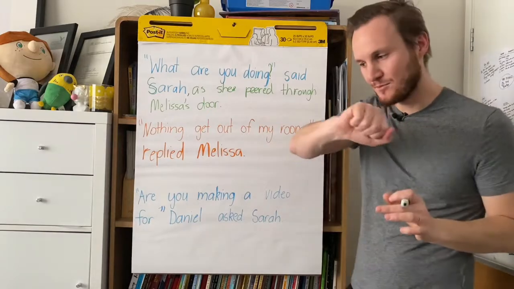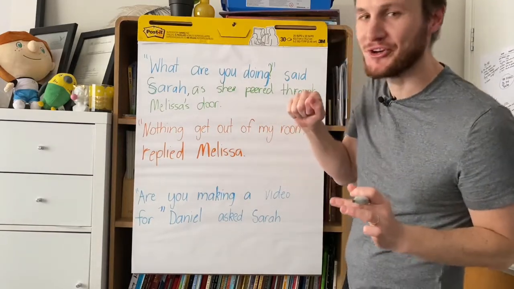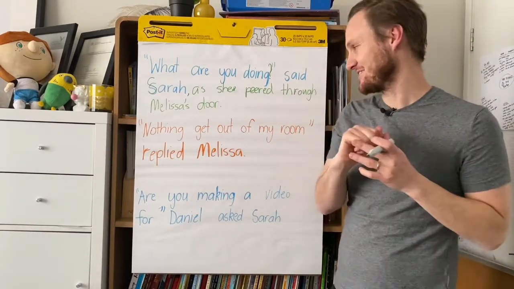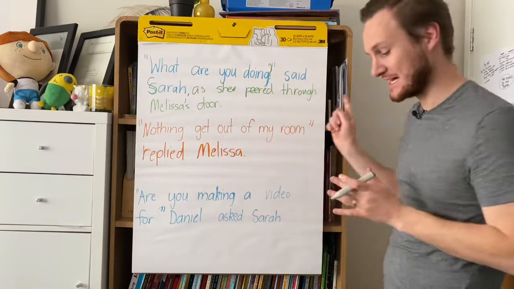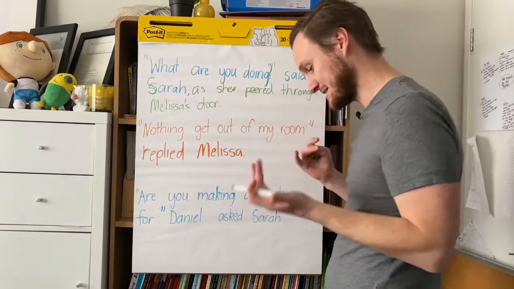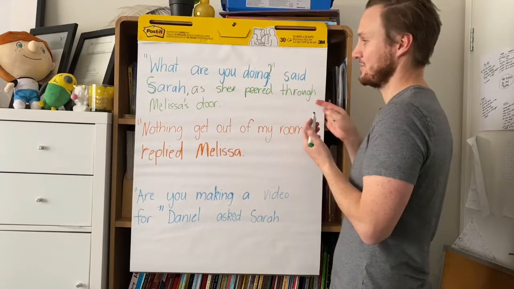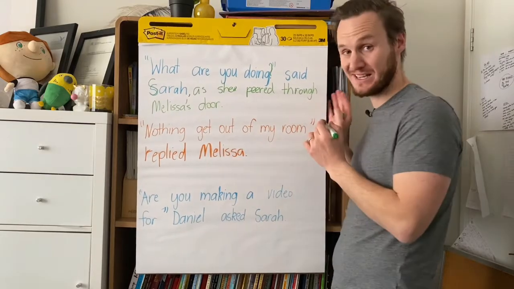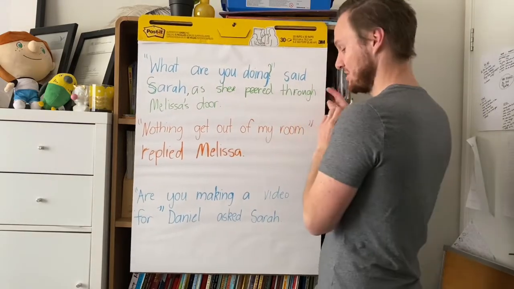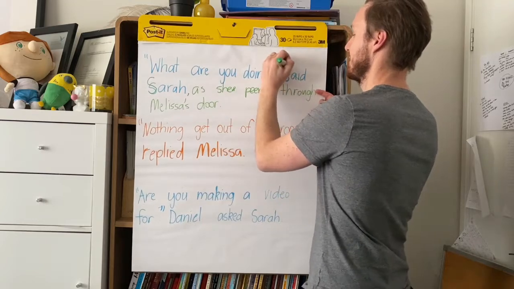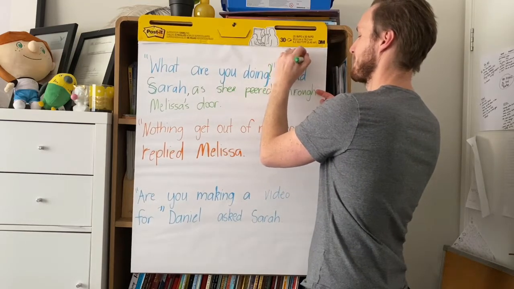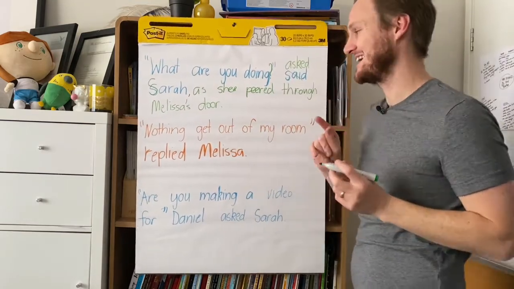So you can hear she's like peering through the window. "What are you doing?" said Sarah as she peered through Melissa's door. Now you've heard me say said is dead, so you might want to think about something else we could do instead of this. Maybe, "What are you doing?" asked Sarah. Inquired. You could think of different words. You could say asked. "What are you doing?" asked Sarah as she peered through Melissa's door.